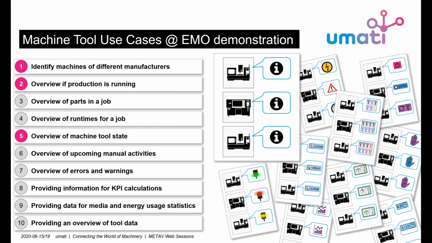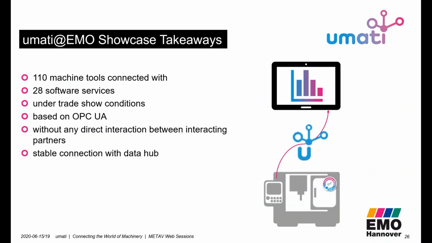We had a variety of very limited use cases for machine tools that we showed. And for us, the most important thing is 110 machines and 28 services under trade show conditions. Everybody knows trade show conditions are very hard, because it's a non-permanent setup, which starts with building networks and bringing the machines there to get everything running in time. It was based on OPC UA, and we didn't have the need for any direct interaction between the interacting partners.